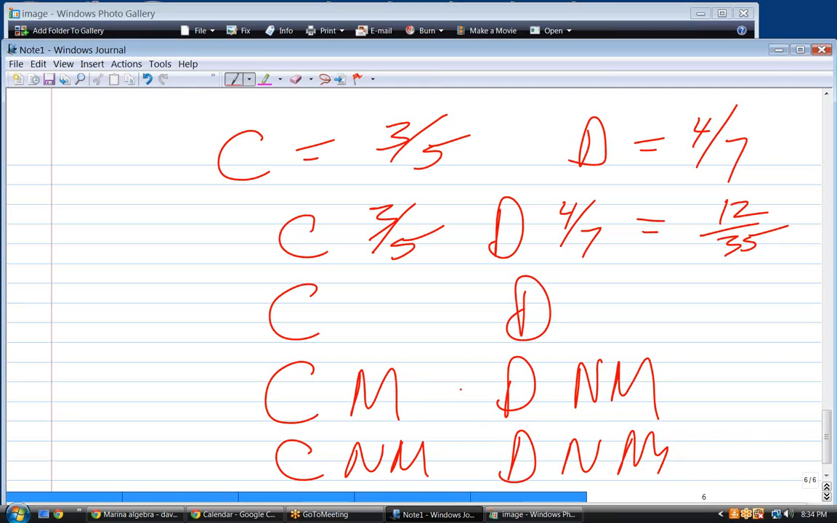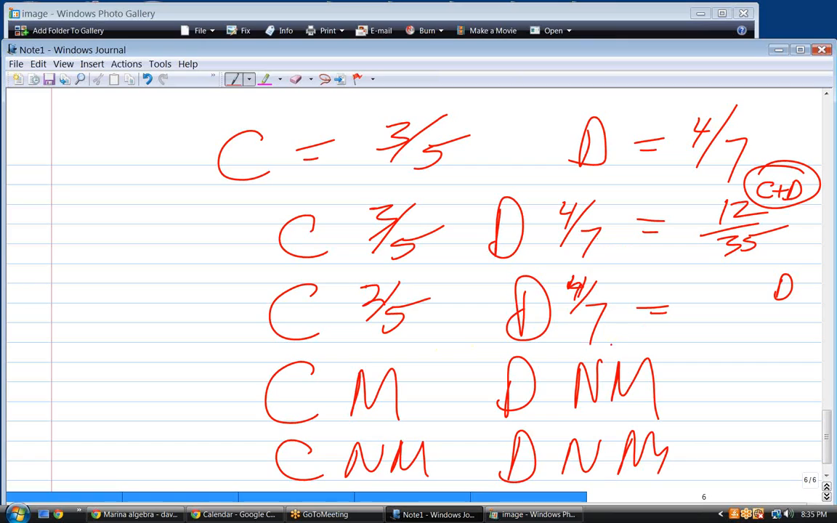The thing that we can do is come up with the proper probabilities. So the probability of C not making it is 2/5. Probability of D making it is 4/7. So this is C and D make it. This one is D only makes it. What's that probability going to be?